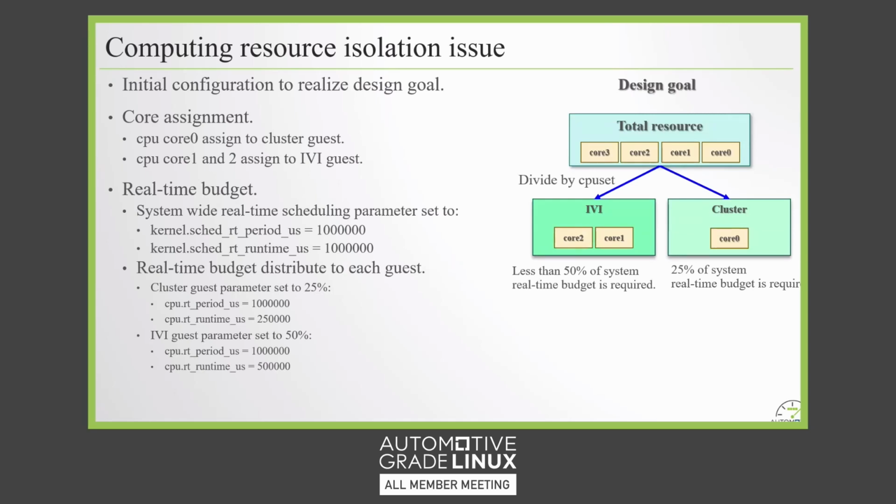So this is the initial configuration to realize the design goal. Core assignment: core 0 is assigned to the cluster, and cores 1 and 2 are assigned to the IVI guest. It's an abstracted design. And real-time budget allocation is a system-wide real-time scheduling parameter set with these two parameters, and the real-time budget is distributed to each guest. The cluster guest parameter is set to 25%, because it's 25% of the CPU across 4 cores. For IVI, the parameter is set to 50%. It's the same pattern based on the number of cores.